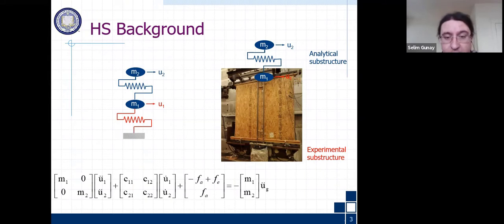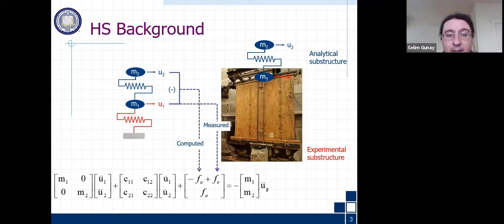As I mentioned, we first need to formulate the equations of motion for this. Here is our equation of motion, and we need to solve this using numerical integration. If we look at the restoring force vector, the restoring force of the analytical spring is computed, right? But the restoring force of the specimen, denoted with F sub E, is measured directly from the lab.